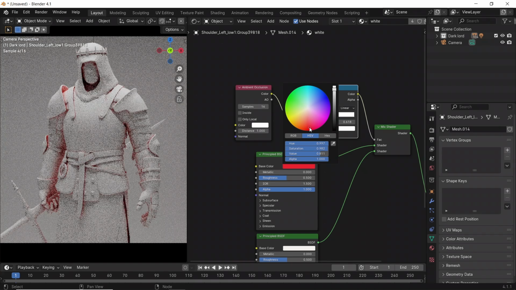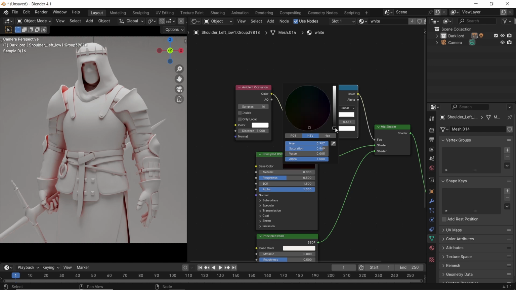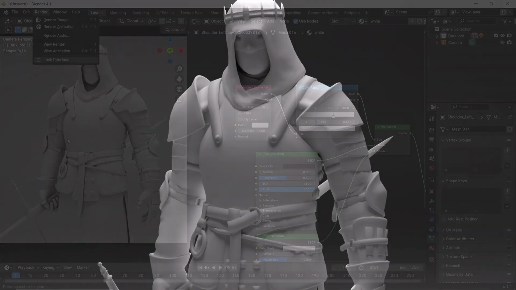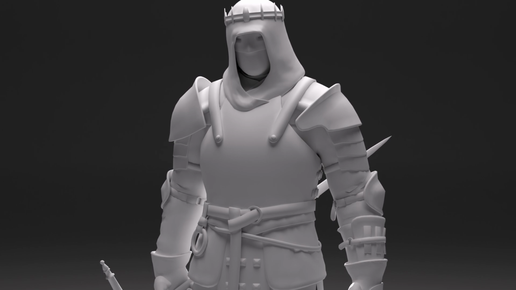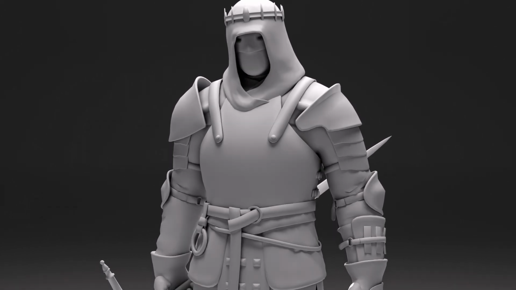AO is quite useful in situations where you need to emphasize details like complex models or classic elements. You get the idea, but be careful with it, because it's quite heavy sometimes.